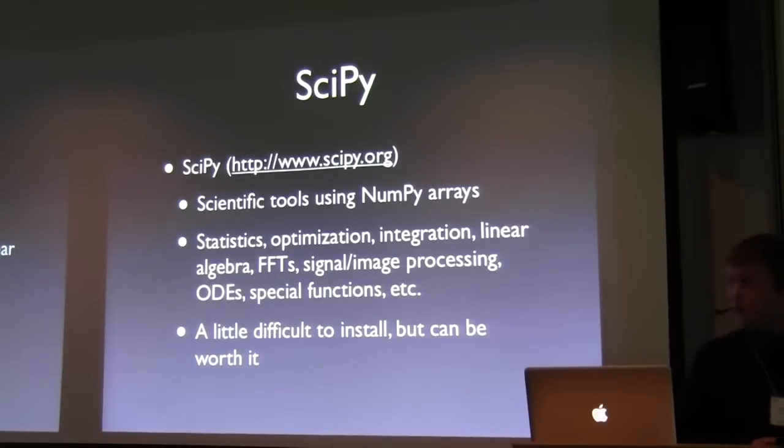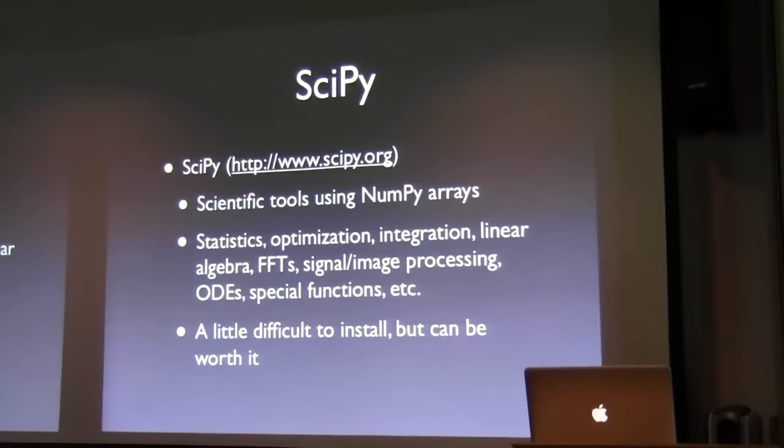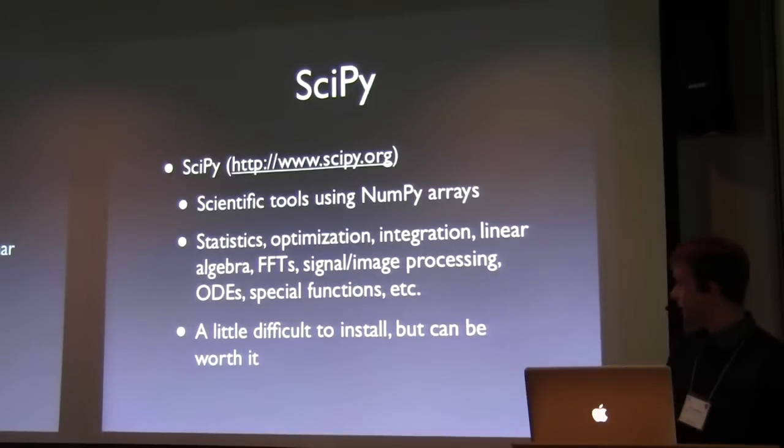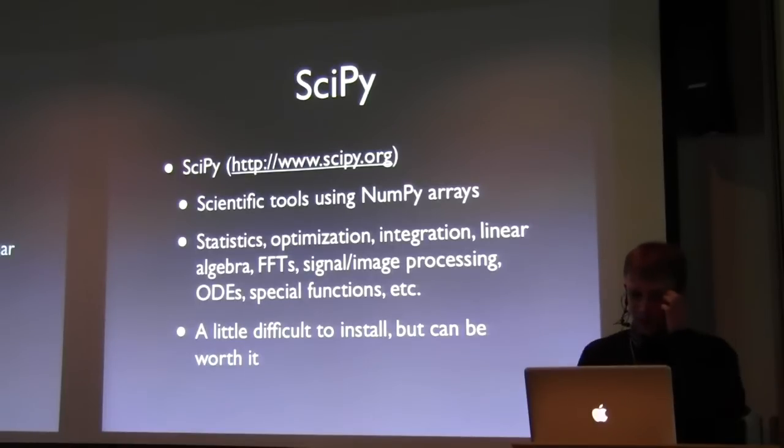To briefly mention a few of these things, SciPy is kind of a counterpart to NumPy. It's basically scientific tools using NumPy arrays. It has a bunch of methods for statistics, optimization, integration. So NumPy has a trapezoidal integration, but there's a few more things in SciPy. You can do linear algebra, FFTs. There's signal and image processing routines, ordinary differential equations, some special functions like Bessel and all that other sort of stuff. I found it a little difficult to install because there's some dependencies, and it took me a while to figure out how to get them all met on the server I was installing on, but once you have all this stuff, it can be worth it.